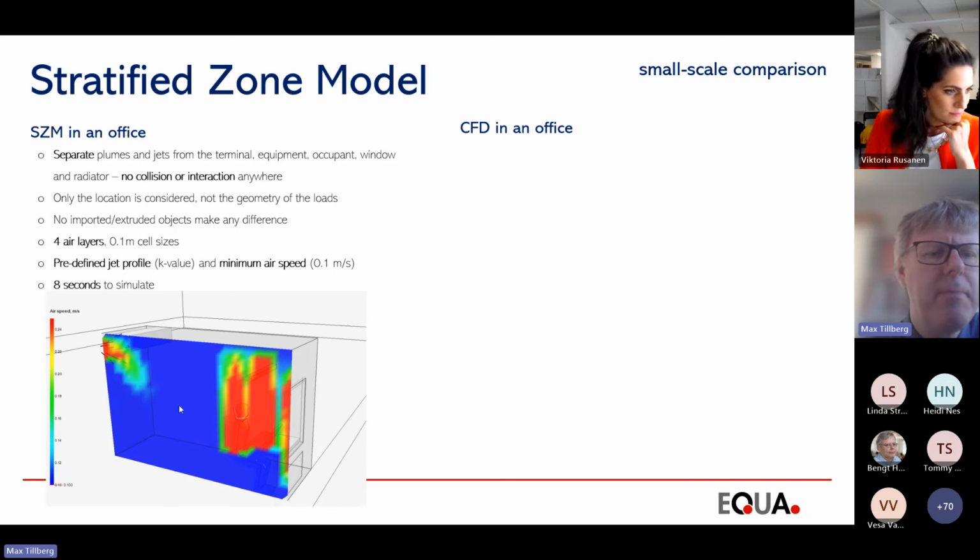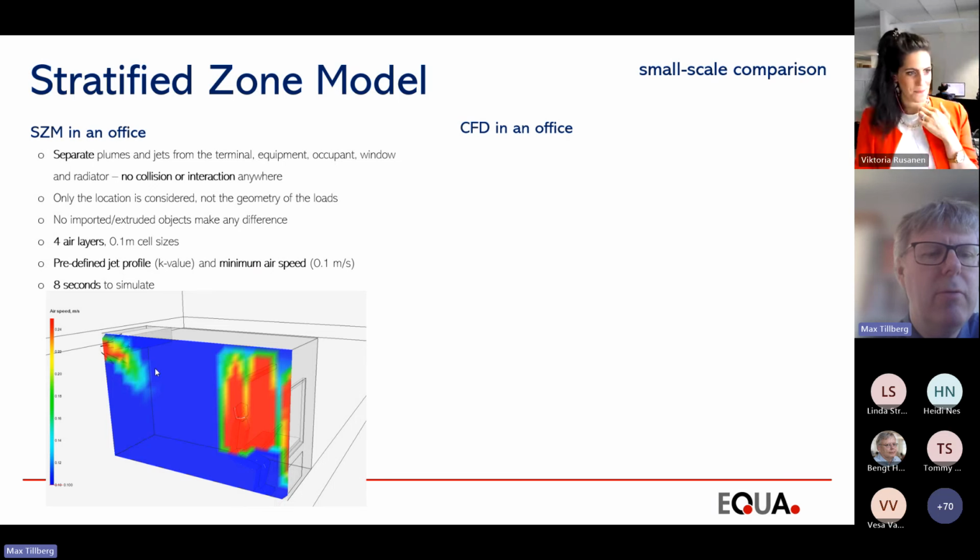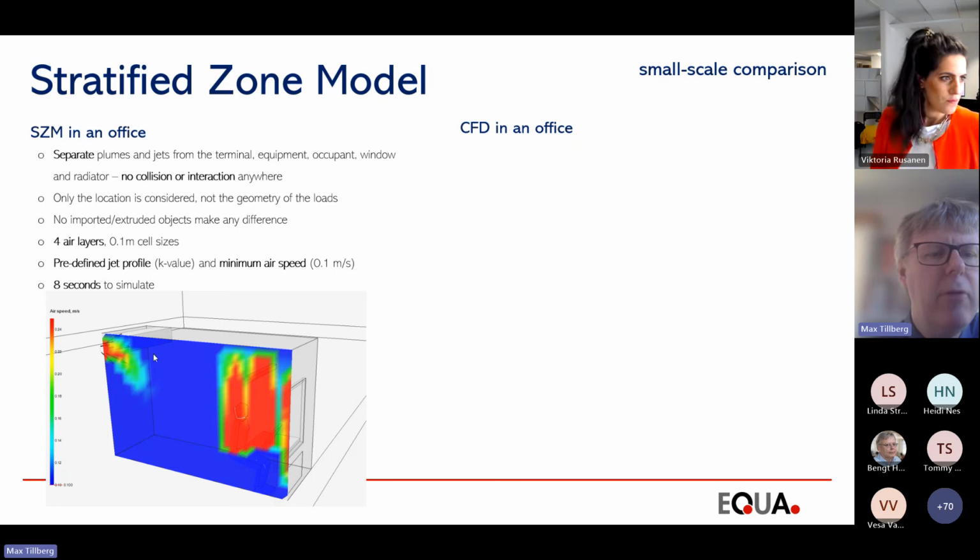I can show you the image. So here is the office room, and we have a window over here. We have a small radiator, a big radiator. We have some internal loads in the form of people, computers, and the supply terminal over here. And then we have 4 layers, and we also log the results in a 1 decimeter resolution.